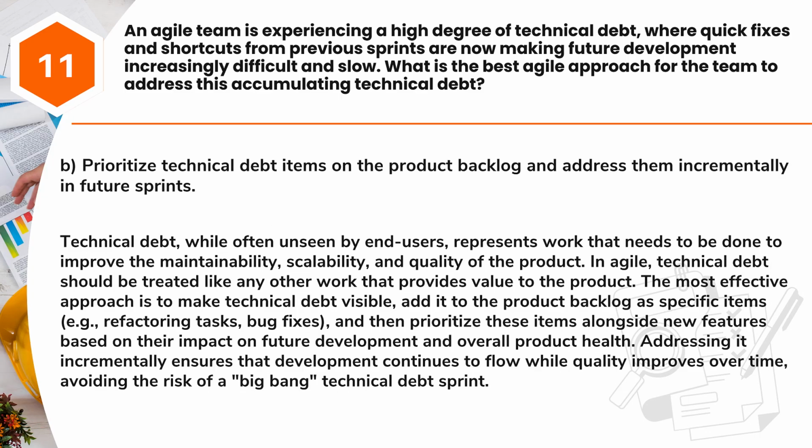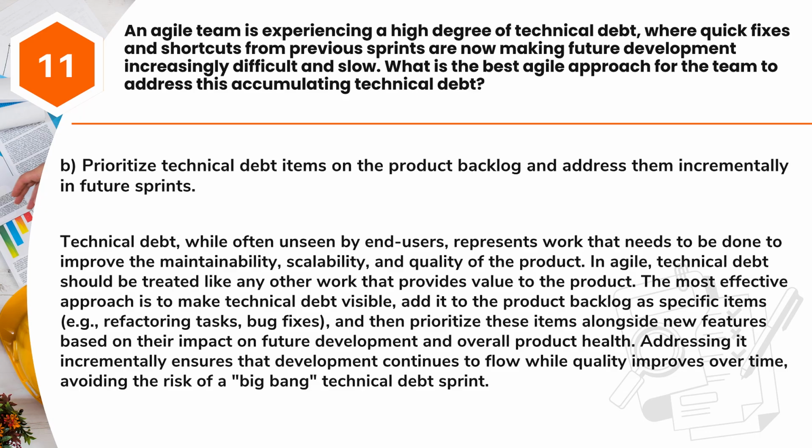Answer: B. Prioritize technical debt items on the product backlog and address them incrementally in future sprints. Technical debt, while often unseen by end users, represents work that needs to be done to improve the maintainability, scalability, and quality of the product. In Agile, technical debt should be treated like any other work that provides value to the product.